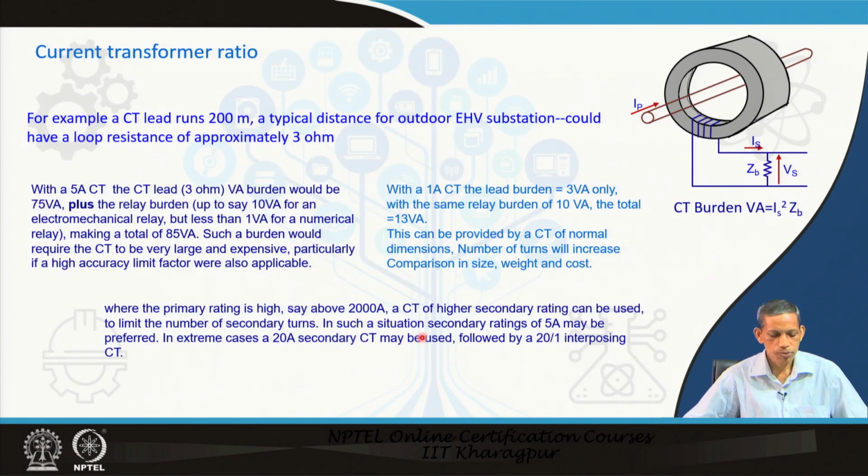Sometimes we may prefer 5 ampere over 1 ampere because of the number of turns, and sometimes, as an exceptional case, you can also go for a 20 ampere CT, where you can use another level of transformation with an interposing CT of 20:1. So, this is about the current transformer ratio selection.